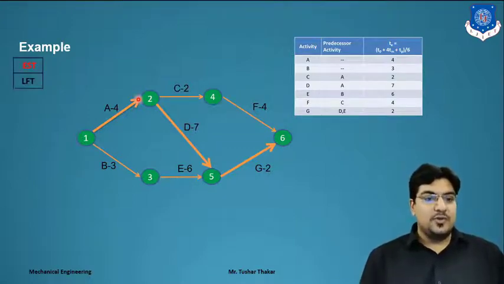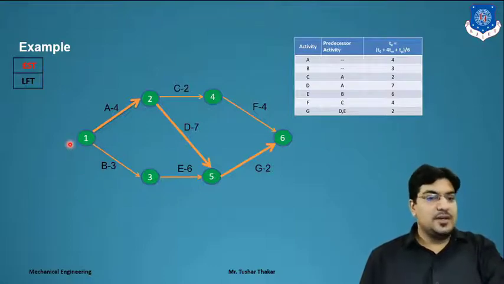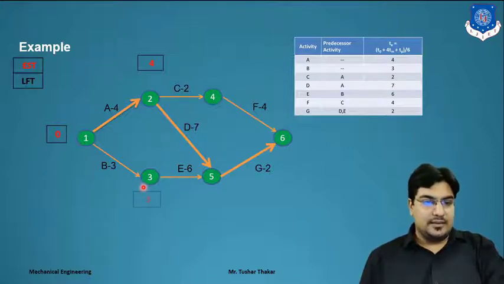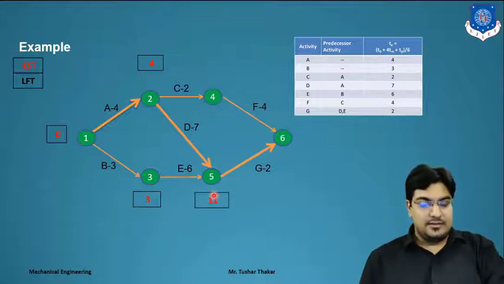For EST, we start from 0 and end at the maximum value, right? And for LFT, we start from the end and complete it at the minimum value. Clear? So now we calculate the EST. EST of the first activity is 0. For node 2, after activity A, the value is 4. Clear? For B, the value is 3. Now for C, the value is 4 plus 2, that is 6.